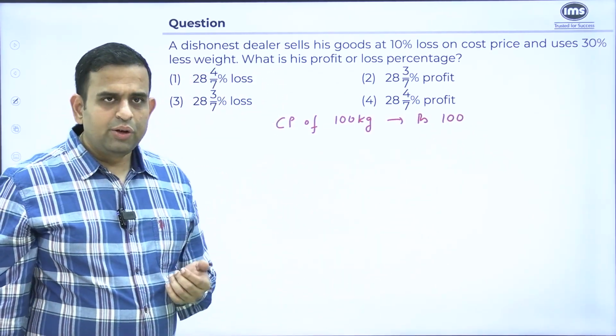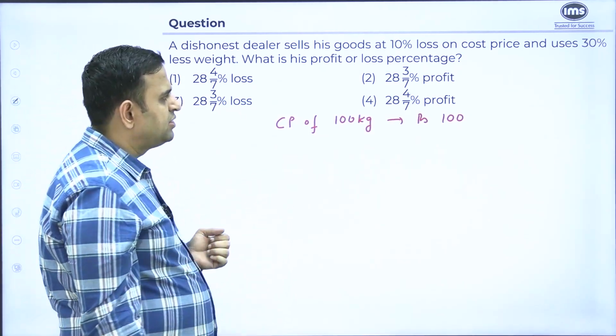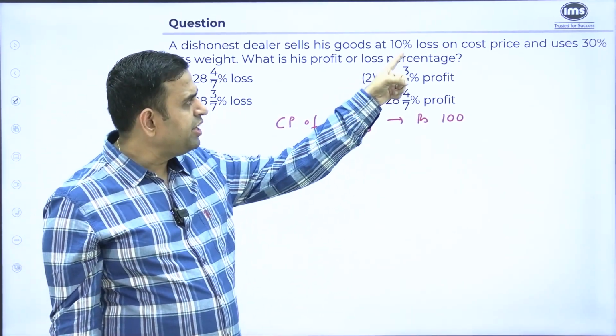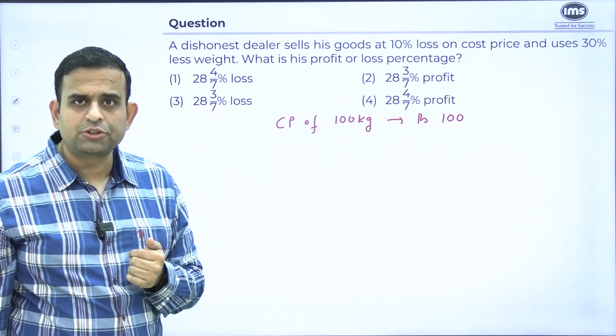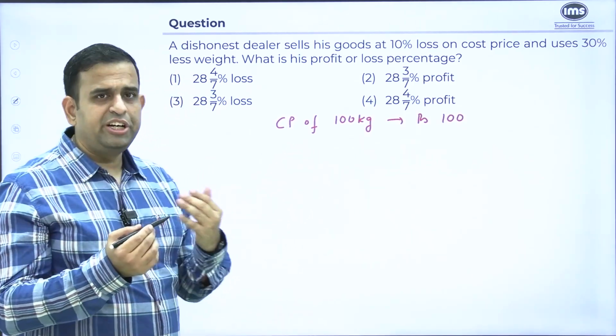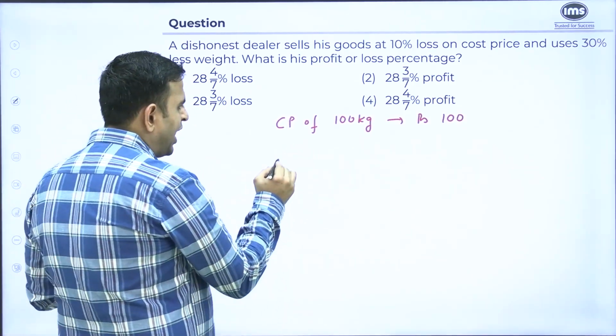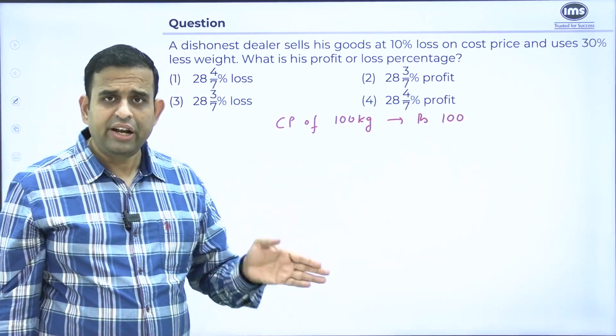Now what is the ideal scenario? In this particular case, he should be selling. So the selling price of 100 kg must be nothing but 90 rupees. Why? Because he's selling at 10% below the cost. So ideally, if he was not cheating with the help of quantity, then the ideal thing should have been the SP of, let's say, 100 kg should be equal to 90.